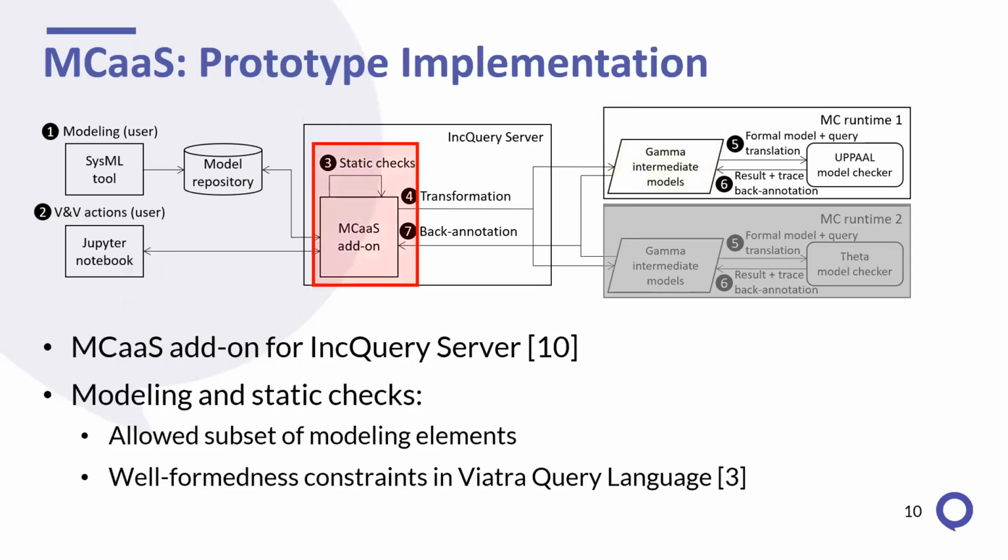So after the users choose the state machines and the reachability properties they want to verify, the MCAS, model checking as a service add-on of the Incquery server, is performing static checks on the models. It is checking that the state machines only contain the allowed subset of modeling elements for which the executional semantics are defined. And these well-formedness constraints were implemented using the VIATRA query language.